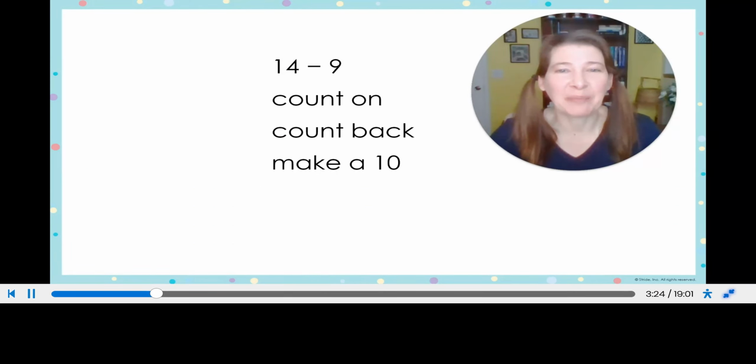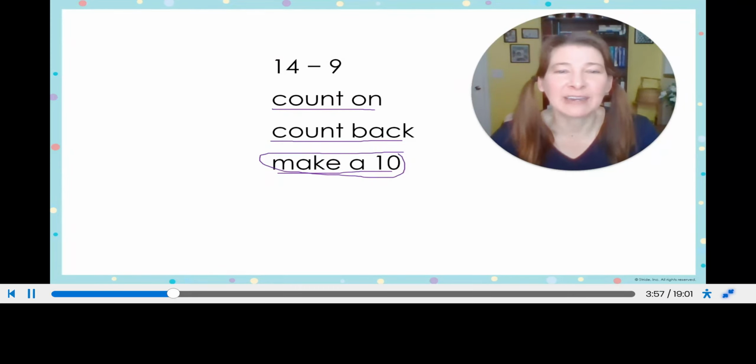Let's talk some more about strategy. Let's consider the problem 14 minus 9. Every strategy will work, but which one do you think would be best? Would you choose to count on? Would you count back? Or would you make a 10? Again, they're all fine. Since we just saw the video on making a 10, let's see what would happen if we make a 10 here.